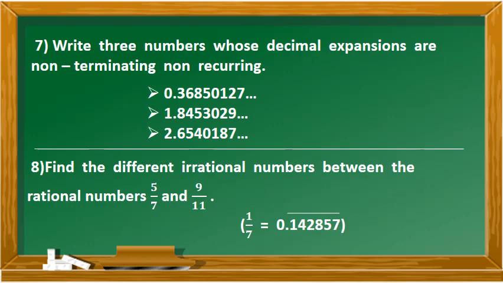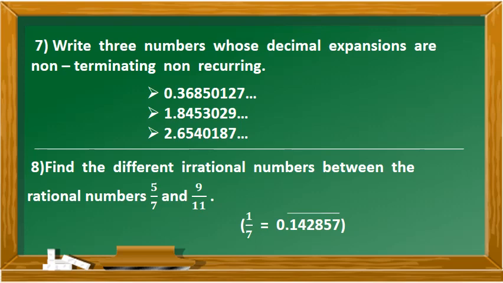Write 3 numbers whose decimal expansions are non-terminating, non-recurring. The numbers that I have given you are 0.36850127..., 1.84533029..., 2.654018... Now what can you observe in these examples?